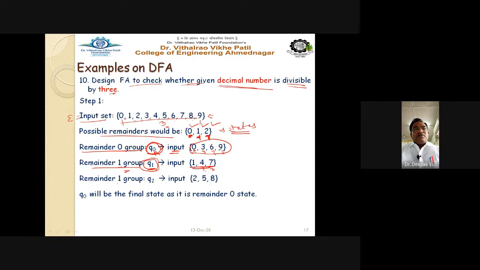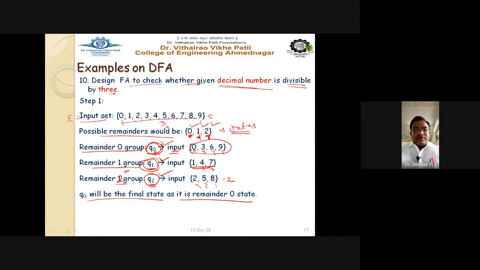Now this is the remainder 2 group. The remainder 2 group is your Q2. So inputs are 2, 5, 8. Try to divide 5 by 3, 8 by 3, and 2 by 3. Always you will get remainder equal to 2. That's why it is marked as state Q2. So the remainder 0 group is Q0, the remainder 1 group state is Q1, the remainder 2 group state is Q2. Q0 will be the final state as it is the remainder 0 state.